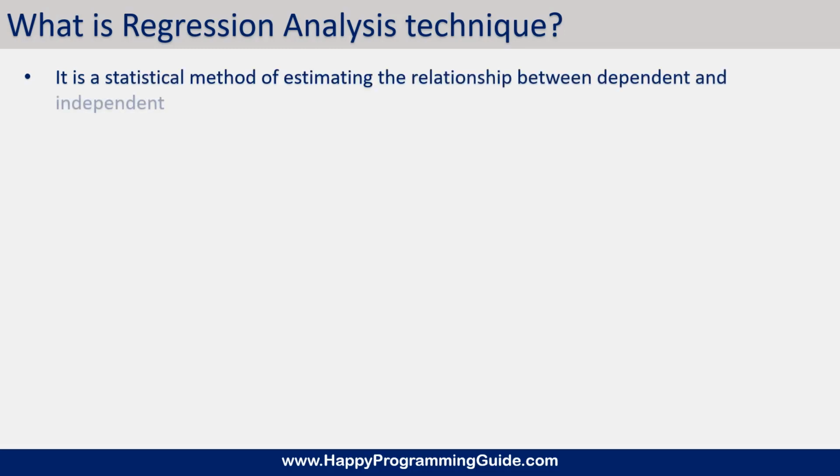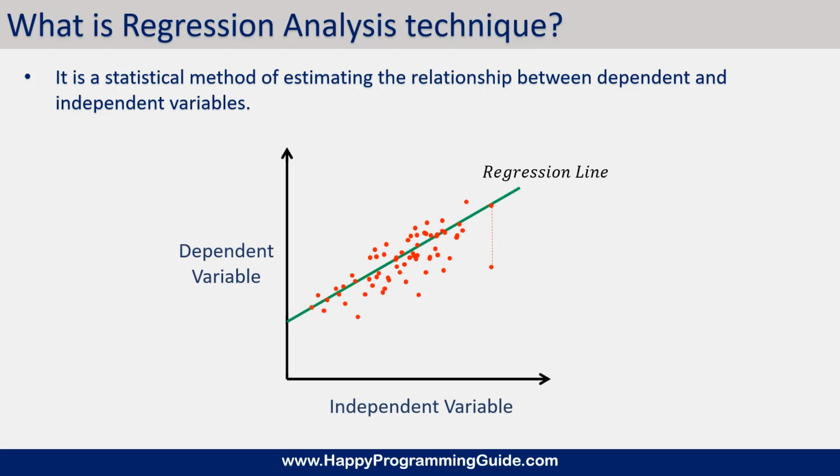Let us first see what the regression analysis technique is. It is a statistical method of estimating the relationship between dependent and independent variables. For example, predicting product sales numbers based on data like the money spent on marketing or R&D. As we know, there is a relationship between R&D cost or marketing expenditure and sales number. As we spend more money on marketing or R&D, it is likely to result in increased product sales. So the product sales is a variable that depends on variables like marketing and R&D cost.